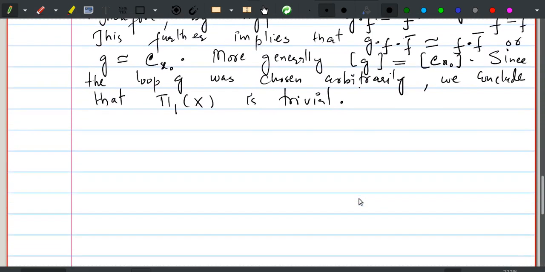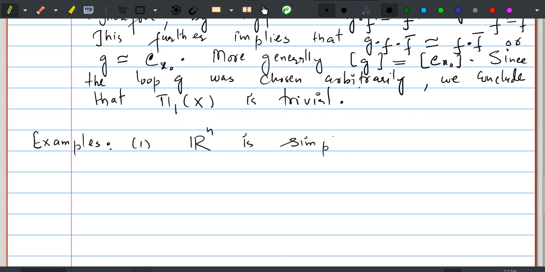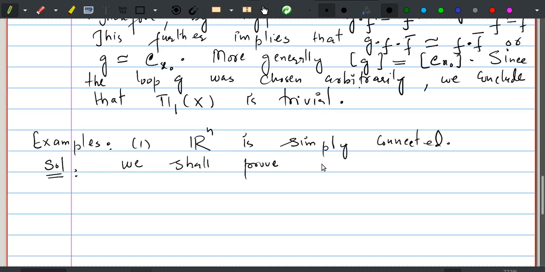Now let us do some examples. So this is example 1. In the first example, we prove that Rn is simply connected. To prove Rn is simply connected, what are we going to prove? We are going to prove that the fundamental group of Rn is the trivial group.